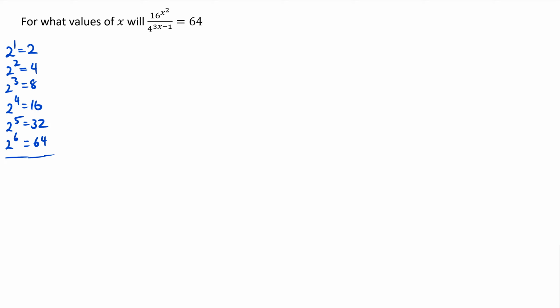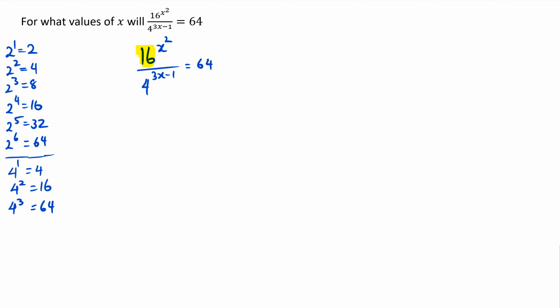You could also do it with 4s, because 4 to the power of 1 is 4, 4 squared is 16, and 4 to the power of 3 is 64. The one I'm going to use is base 2. So what I've got is 16 to the power of x squared over 4 to the power of 3x minus 1 equals 64.